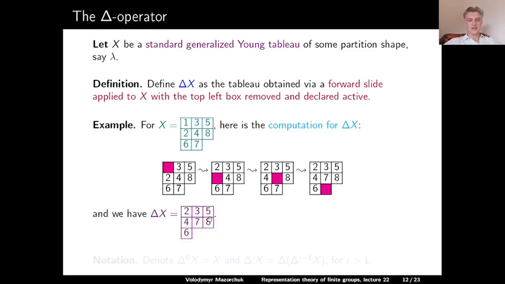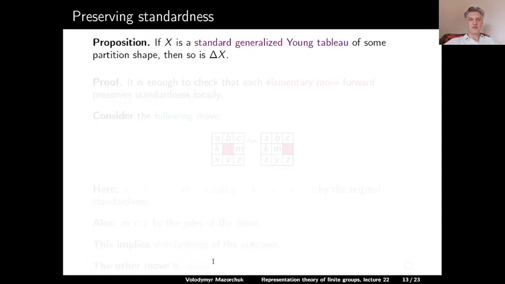So delta of X is the following tableau of shape 3, 3, 1, which has 2, 3, 5 in the first row, 4, 7, 8 in the second one, and 6 in the third row. So we denote by delta 0 of X the original tableau X, and by delta to the power i of X the tableau delta applied to delta to the power i minus 1 of X, if i is greater than 1. One of the main properties of the delta operator is that if X is a standard generalized Young tableau of some partition shape, then so is delta of X.